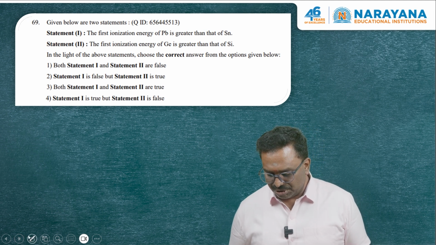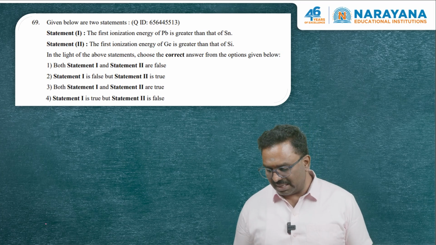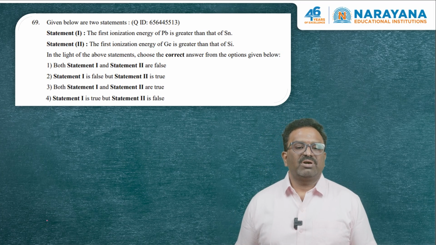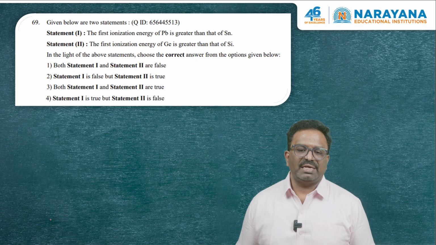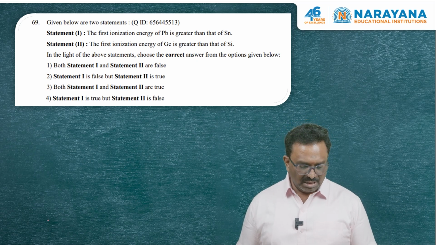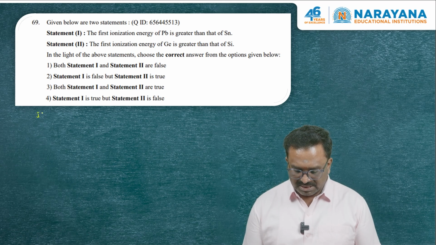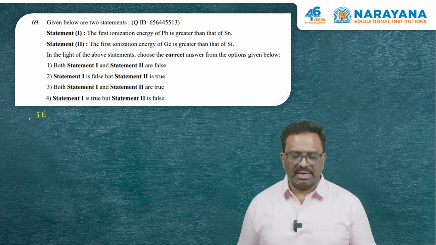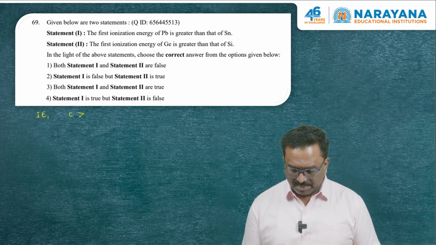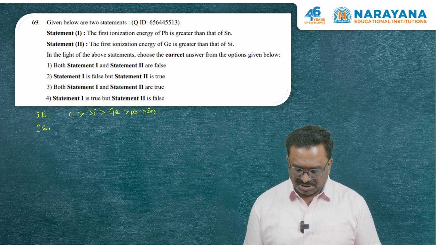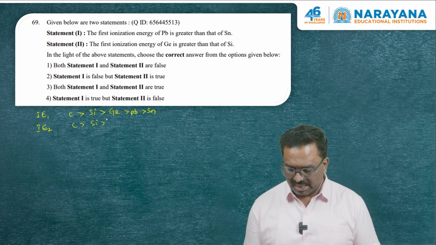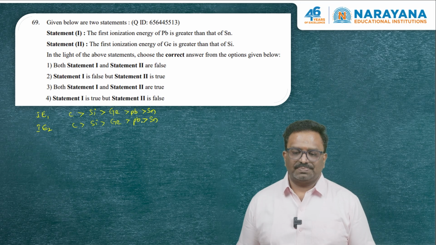The first ionization energy of lead is greater than that of the tin. The first ionization energy of germanium is greater than that of the silicon. When we see the 14th group elements, first ionization enthalpy, if we see that ionization energy, carbon is more than silicon, next germanium, next lead and tin. And second ionization energy, here we can identify the same order for second ionization enthalpy also.